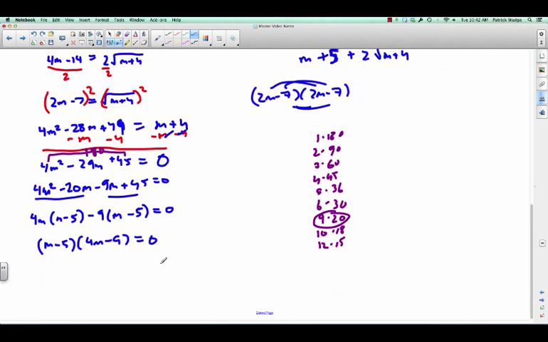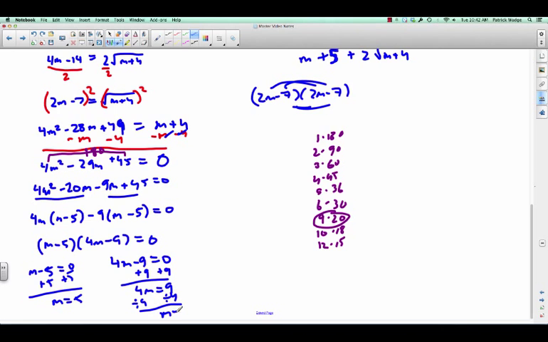Now, since that equals 0, we know that out of the first bracket, m minus 5 equals 0. And that's easy to solve. Just add 5 to both sides, and you get 5. Or we know this bracket, 4m minus 9 equals 0. This is a little more work to solve, but not much. Add 9 to both sides. 4m equals 9. Divide by 4. m equals 9 over 4, or if you want, 2.25. And we're done, thank gosh.